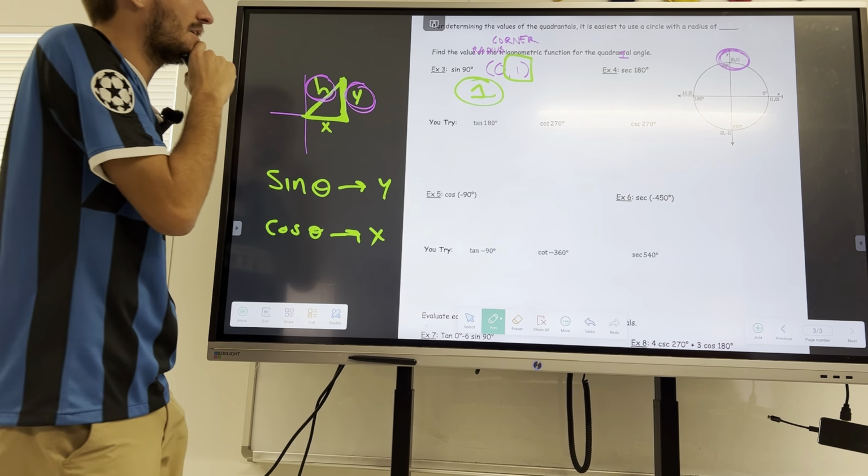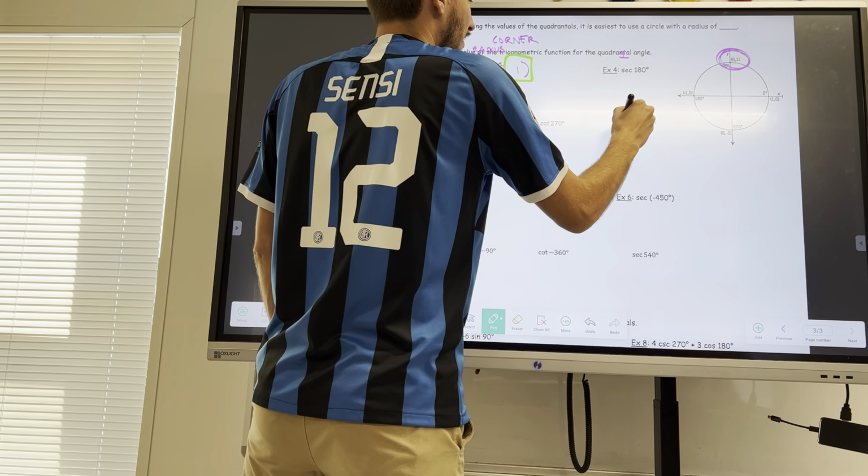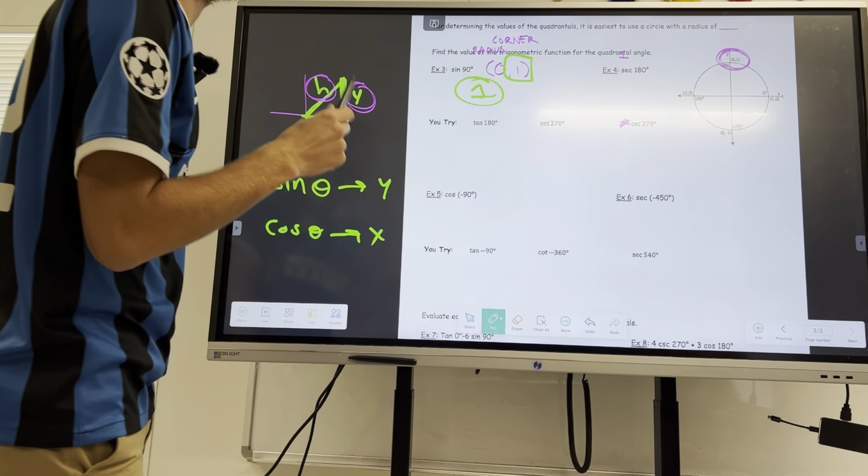So let's do the cosecant question next. And the bell is just about to ring for lunch.